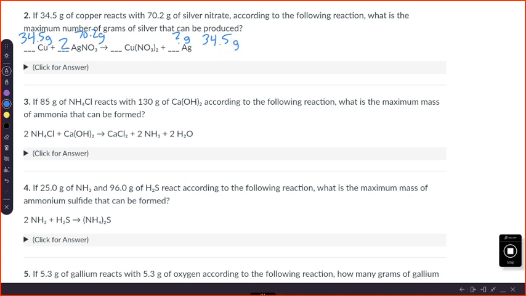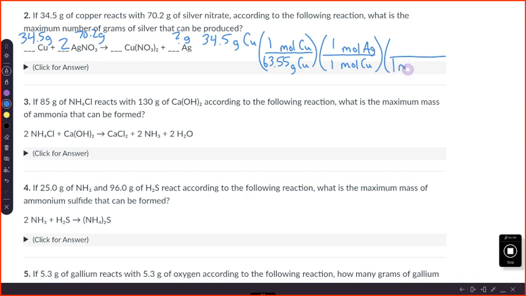34.5 grams of copper. I don't want grams of copper. I'm going to moles of copper. 1 mole of copper is 63.55 grams. Canceling out moles of copper to the bottom, I'm going to moles of silver. According to this reaction, it's a 1-to-1 ratio. And 1 mole of silver has a molar mass of 107.87 grams.